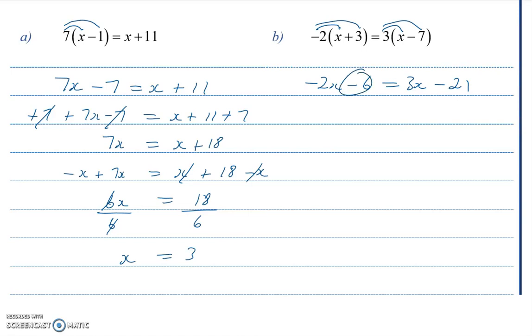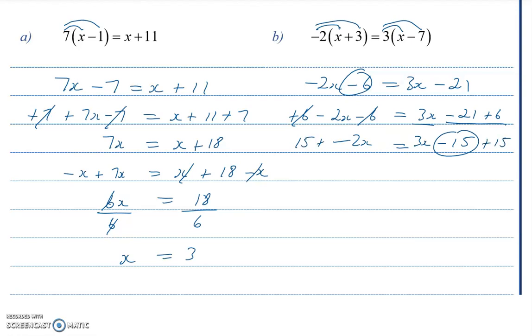Let's find the inverse operation of negative 6. That will be adding 6 to both sides. This will remove the negative 6 on the left-hand side. Now we'll be left with negative 2x. On the right-hand side, we have 3x, negative 21 and 6. The sum of those is negative 15. We'll now add 15 to both sides. On the left-hand side, we're left with 3x. On the right-hand side, we're left with 15.